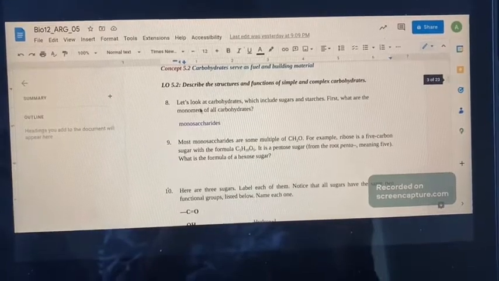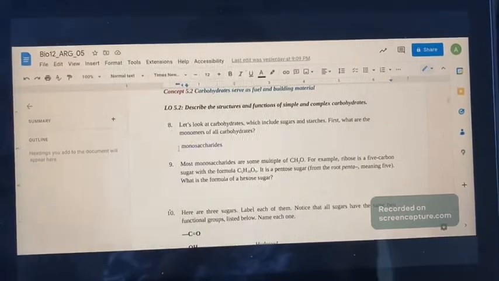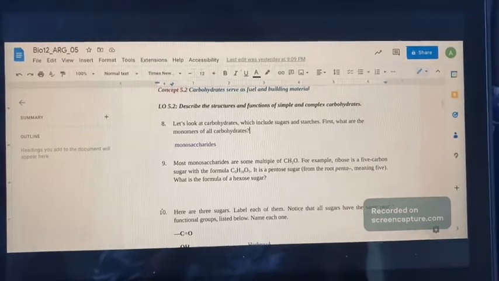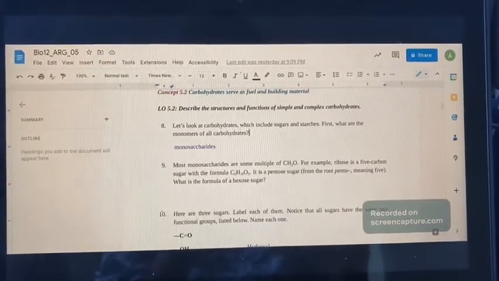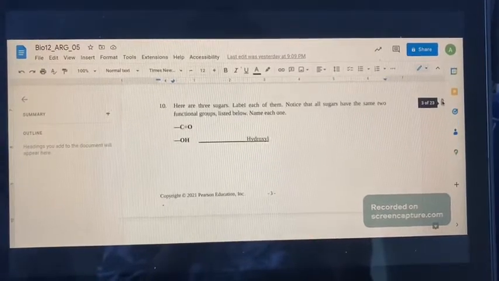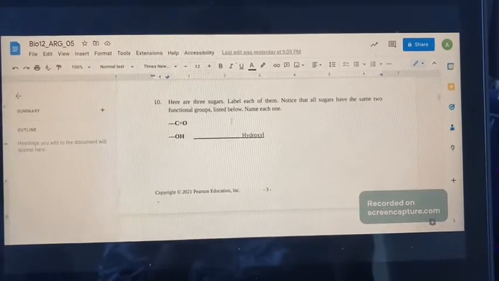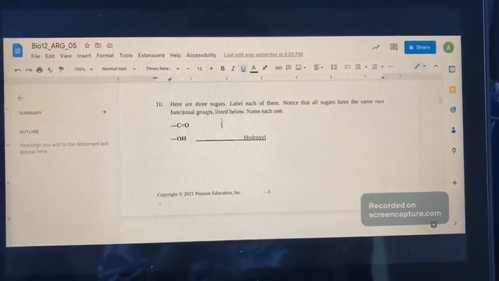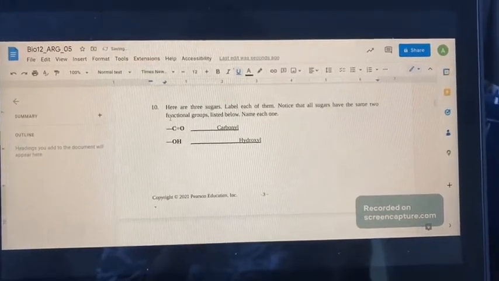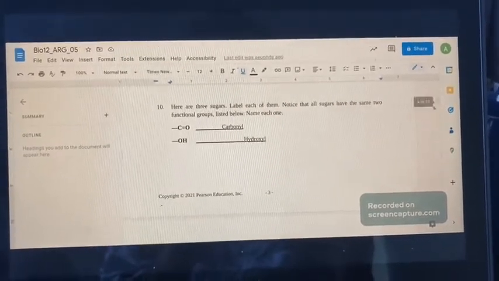Alright, let's take carbohydrates. What are the monomers of all carbohydrates? Carbohydrate monomers are called monosaccharides. They're technically sugars. Okay, here are 3 sugars. I'll label each one of them. Notice that all sugars have the same 2 functional groups listed below. Name each one. This is your carbonyl group. It's going to have a carbon with a double bond to oxygen. This is your hydroxyl group. It has a hydroxide, so it's called a hydroxyl group.